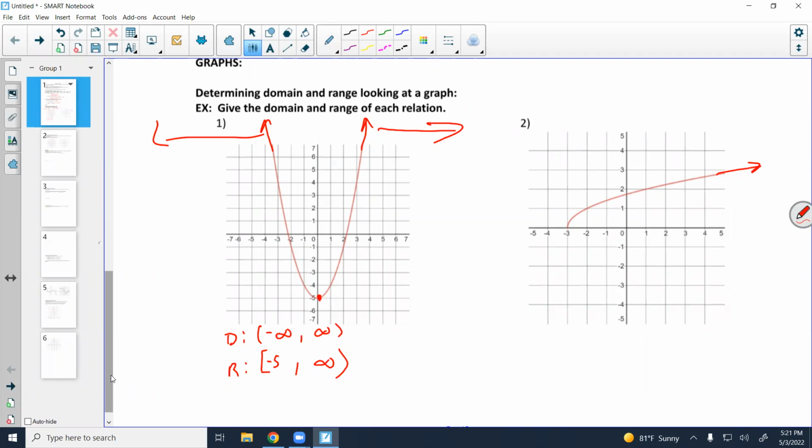Likewise, let's look here. We'll start with the domain. The lowest x value is this -3 here, and it is a point on the graph, so we use a bracket and it goes on to infinity. And our range, well, our lowest value is 0, and the 0 is part of it. And again, this goes up forever as well. So infinity.